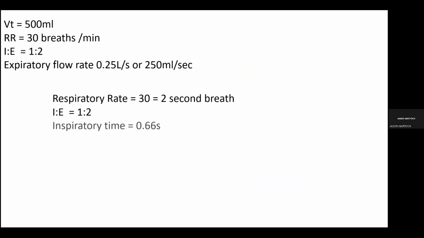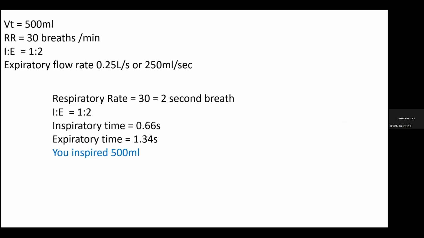An I:E ratio of 1 to 2 then gives me, just follow along with me, I'm probably crushing you guys right now, but just follow along with me as this example shows that breath stacking can be missed very easily. Inspiratory time is 0.66 seconds, and the expiratory time is 1.34 seconds, right? 2-second breath, 1 to 2 I:E ratio. I have 0.66 seconds for inspiration and 1.34 seconds for exhalation.